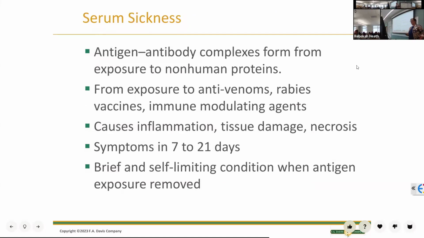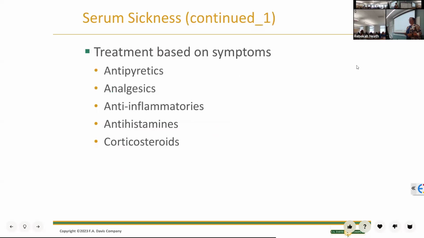Serum sickness is something to know about. Usually it's from anti-venoms, rabies vaccines, some sort of immune type medication. It's trying to, for prevention, help you build some immune system. It causes inflammation issues for 7 to 21 days. It usually is not a chronic problem. It's resolved usually once you've kind of formed the antibodies, antigens that you need. And usually the treatments just vary on the symptoms just to make patients more comfortable. So if they're itchy, give them medicine to help with the itching. If it's painful, give them medicine for the pain.